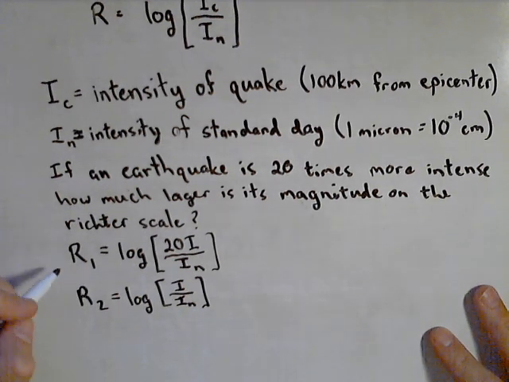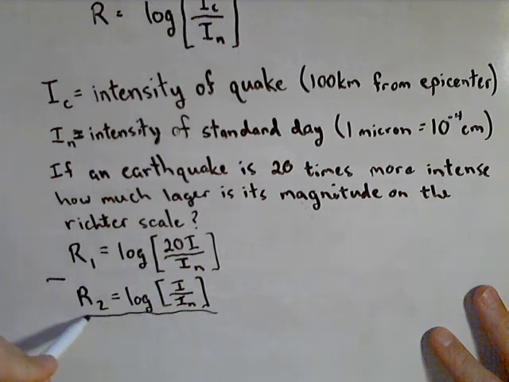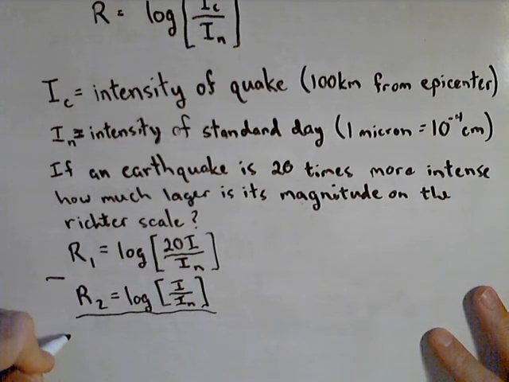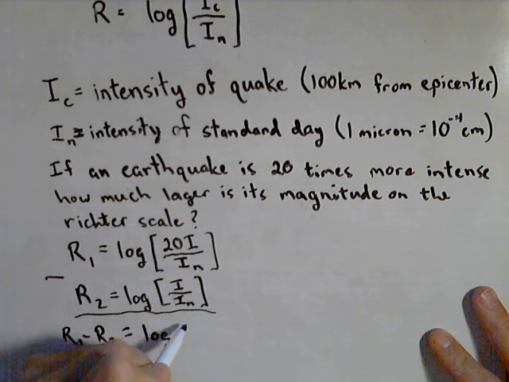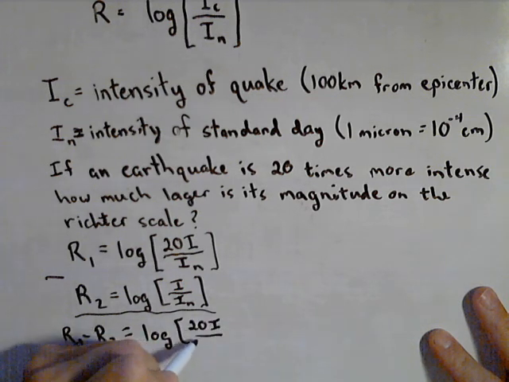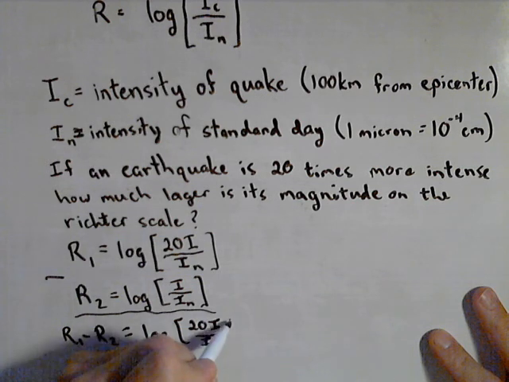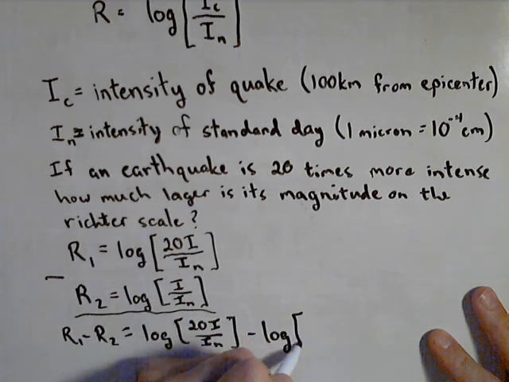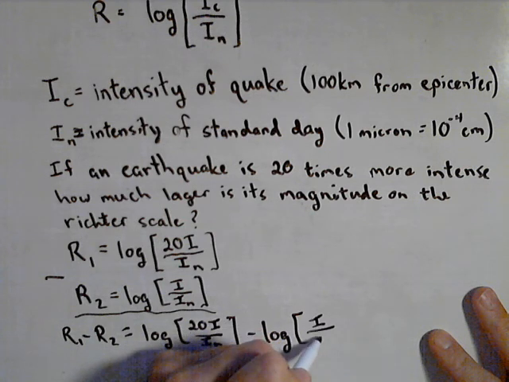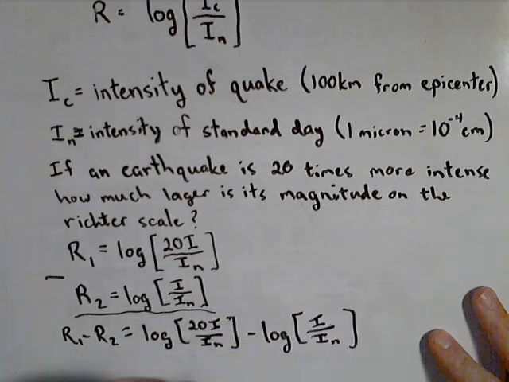So what we're going to do, and this is common with these kinds of problems, is subtract the two equations, because what we wanted was the difference in their magnitudes on the Richter scale. So let's see what happens when we subtract them. We get log of 20I over I sub n minus log of I over I sub n.